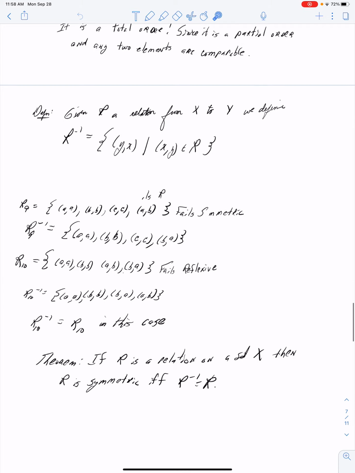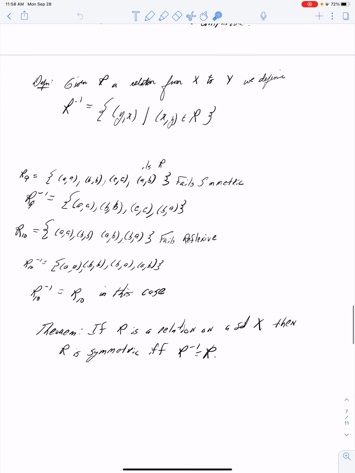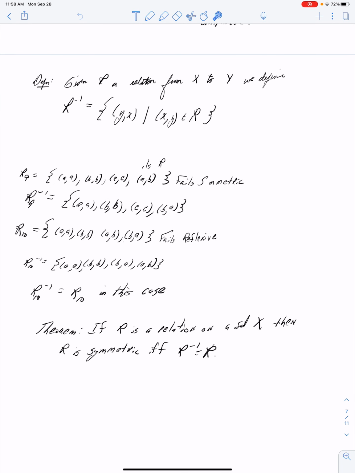So how do you get an inverse relation? The answer is you just change the order of the ordered pairs. So in particular, let's look at an example that we've used before, R9, which is a relation on the set {A, B, C}, is AA, BB, CC, and AB.